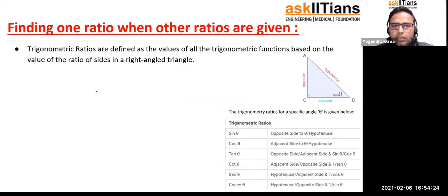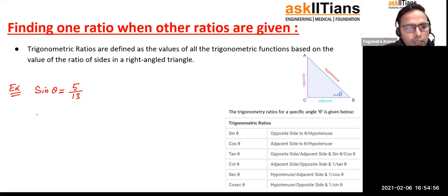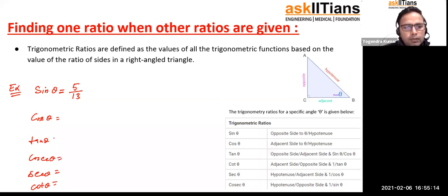Trigonometric ratios are defined as values of all trigonometric functions. Let me show you what they are saying actually. I want to take one example. Suppose it is given to me that sine of theta is 5 divided by 13. Now they are asking, can you tell me what is cos of theta, what is tan of theta, what is cosec of theta, what is secant of theta, what is cot of theta? This is all we need to find out.